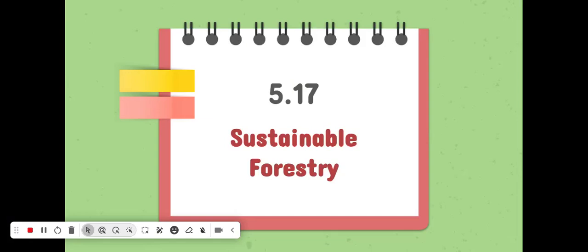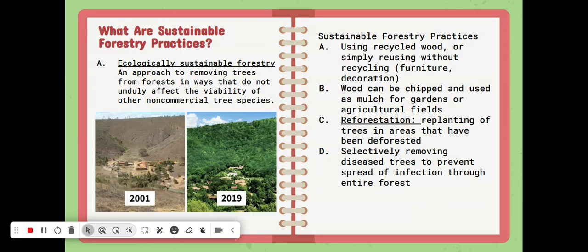All right, now on to topic 5.17. Here we're going to discuss some sustainable forestry practices. Remember, when we talk about the word sustainable, we are trying to have a solution or a method to ensure that whatever resource we're using, we have enough for future generations. So what are some sustainable forestry practices? This would be an approach to still removing trees from the forest, but in ways where we don't affect the viability of the tree species, meaning their ability to continue to live on.